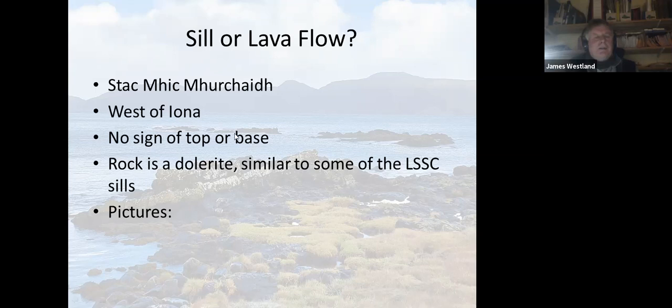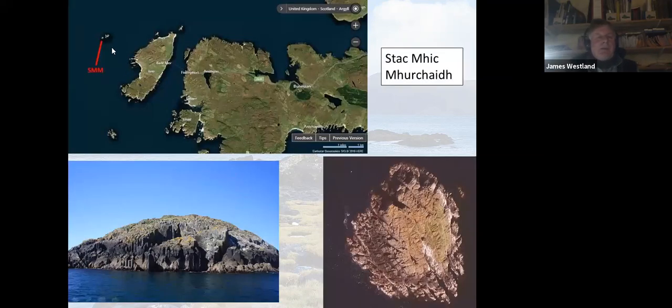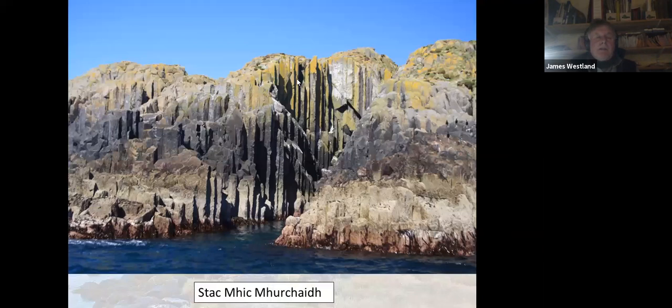But it does look a bit like Staffa. There's where it is, Stakvik, west of Iona. Awkward place to get to. There's Iona. That's the Ross of Mull. This is what it looks like when you approach it. And this is what it looks like in a Google satellite image. When you get to it, there's this very nice columnar structure. It's really quite an interesting place.